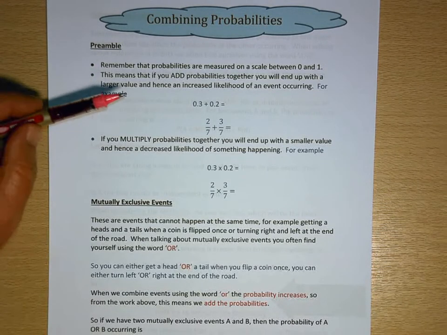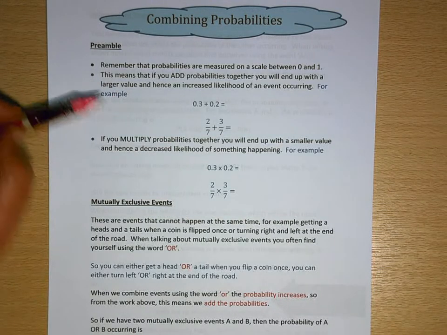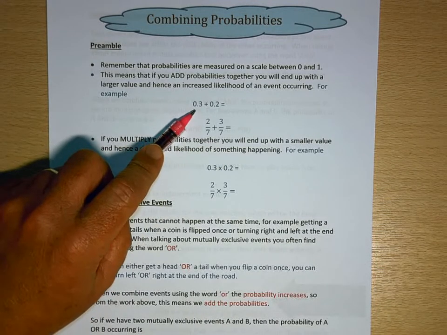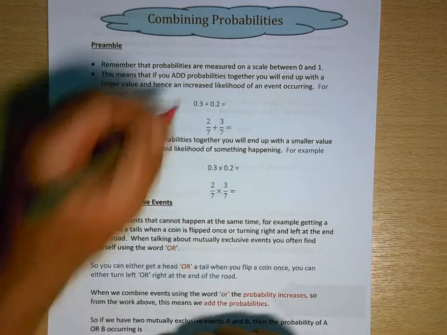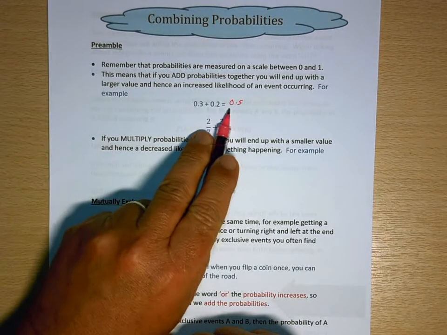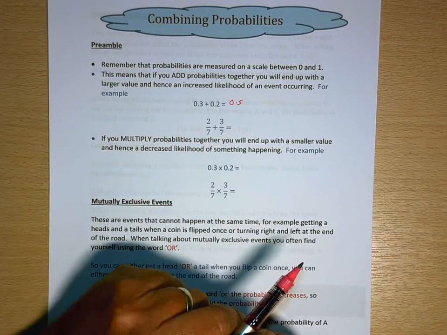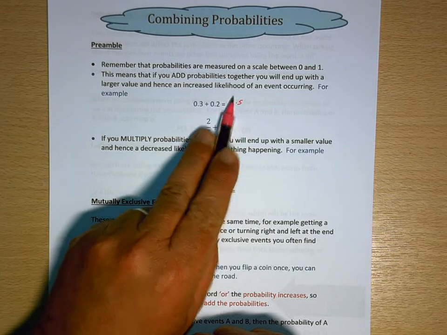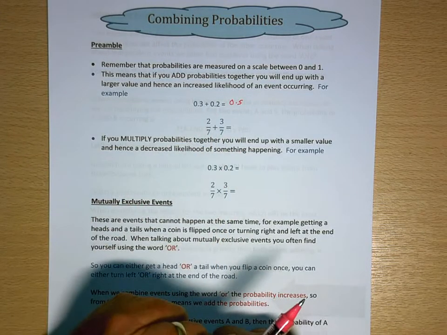Now when you add probabilities, what that means is you're going to end up with a larger value. So for example, if you have got a probability of 0.3 and a probability of 0.2, if you add 0.3 and 0.2 together, you get 0.5. Well, 0.5 is a bigger number than either of the numbers that you started with. So in terms of probability, that is a greater chance than either of the ones that you started with.